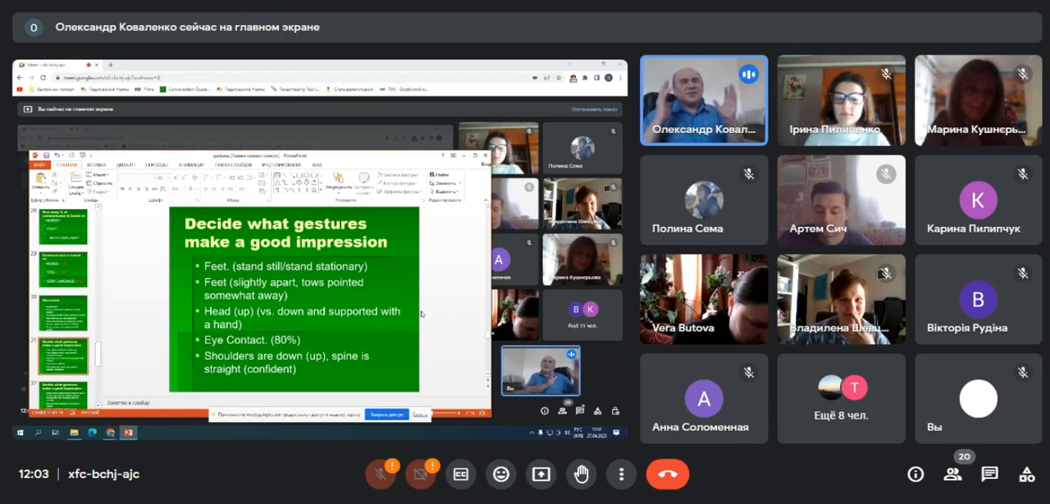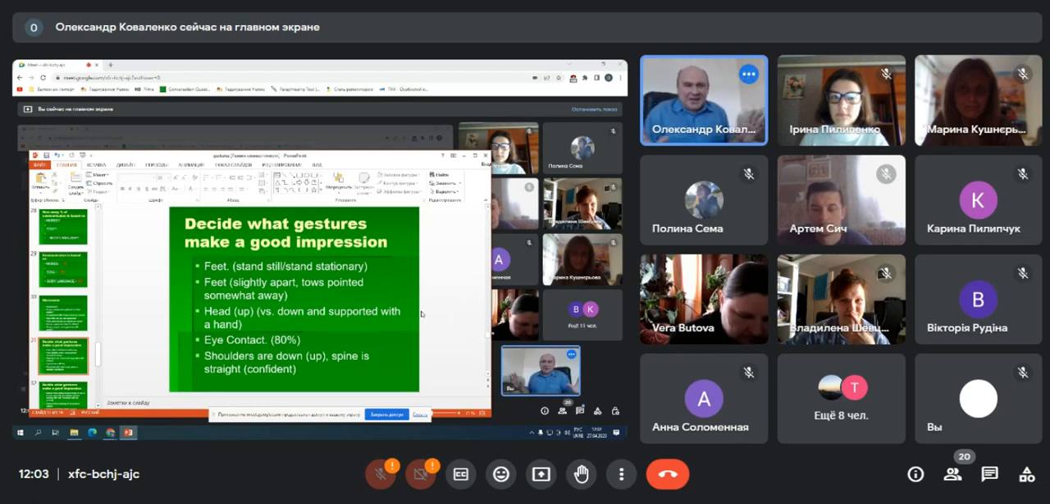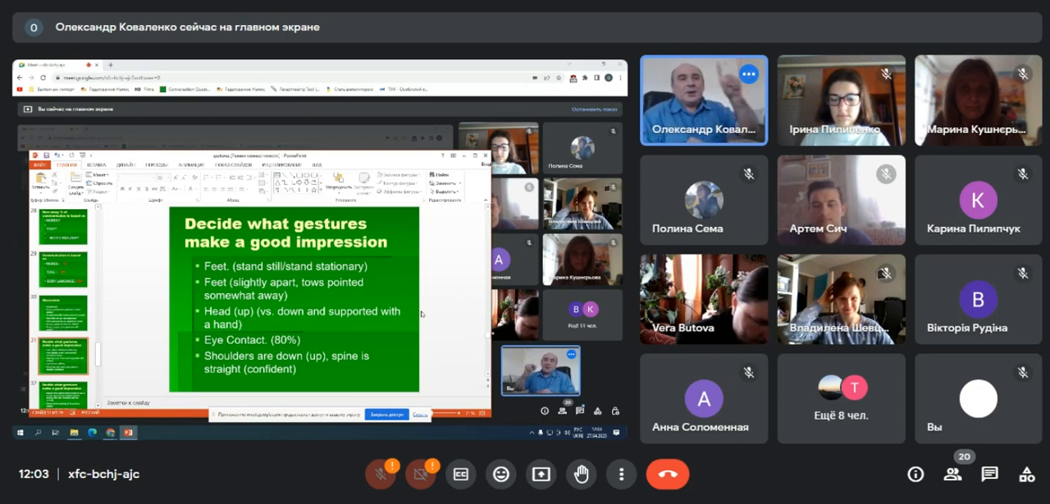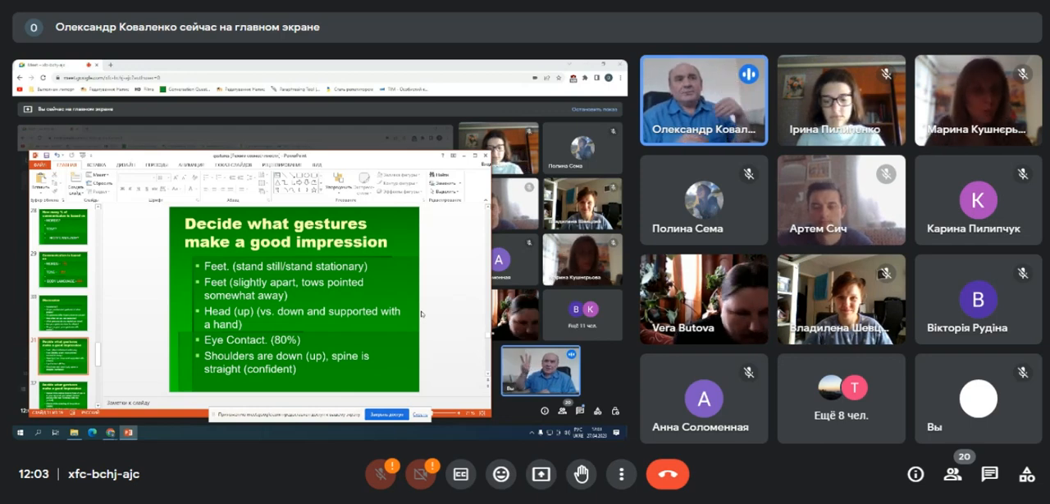We try to divide gestures into several parts. One, universal gestures or universal postures, more universal things. Then there will be things more typical of a certain culture. And then there will be gestures for teaching. You understand? Very universal, then cultural, and pedagogical. So, let's try to decide what gestures make a good impression.